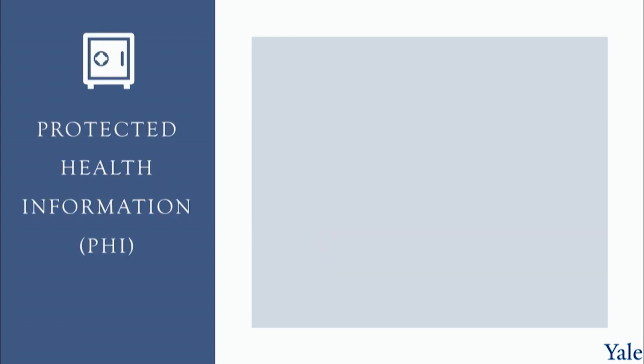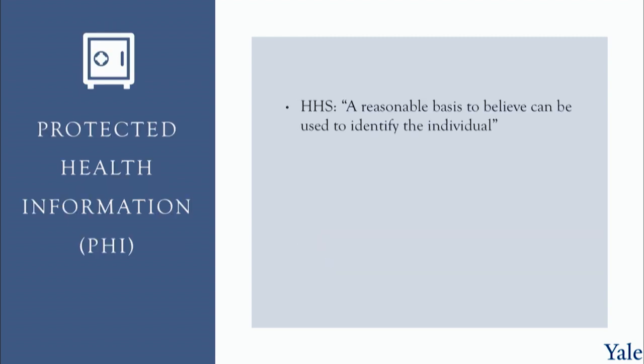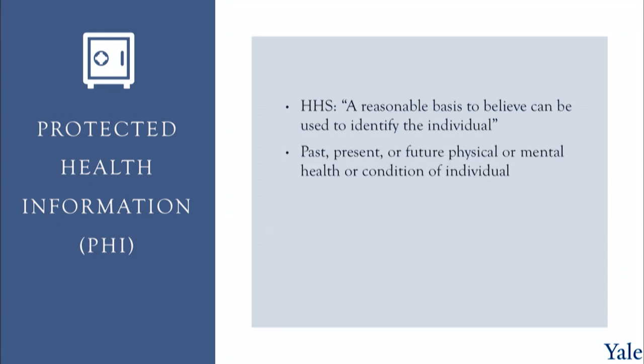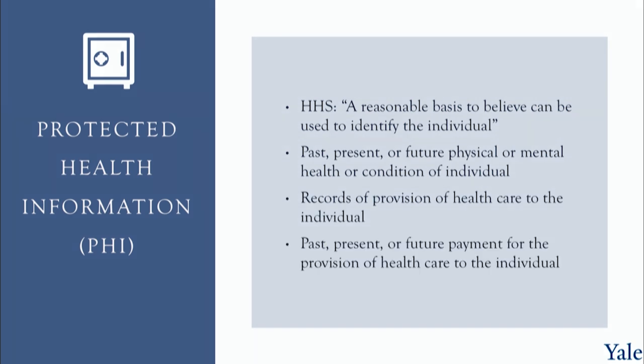What is protected health information and how does HIPAA come into play? This is from guidance from the Department of Health and Human Services in the United States. Health information, ePHI, is information that can be used as a reasonable basis to believe it can identify the individual. So the name, of course, is one of them. This includes things like past, present, or future physical or mental health conditions of the individual, records of provision of healthcare to the individual, and past, present, or future payments for the provision of healthcare to the individual. For example, credit card statements will, of course, identify the individual.